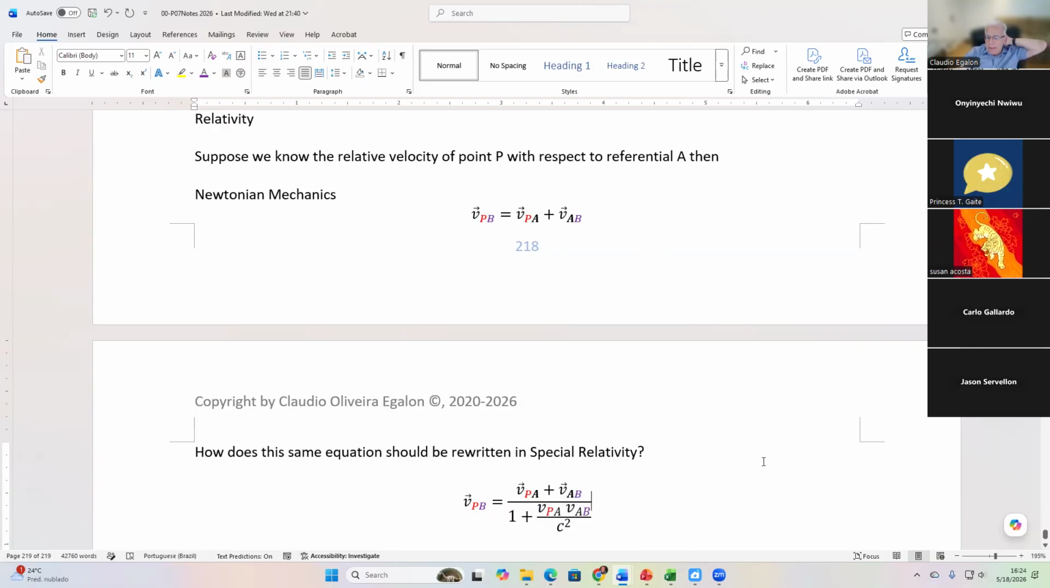So in relativity, velocities don't sum vectorially in a straightforward way. They do have a correction term. And the closer we get to relativistic speeds, the more important this term becomes. And so here you go. We can do it for VPA as well.